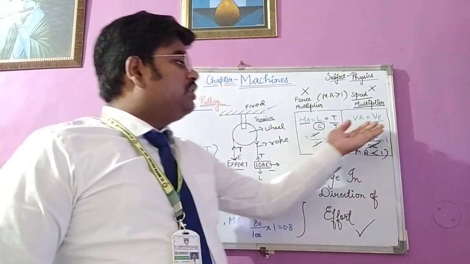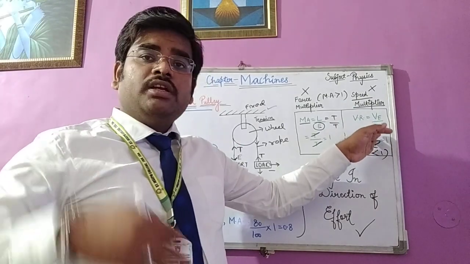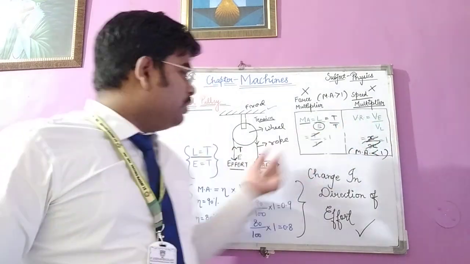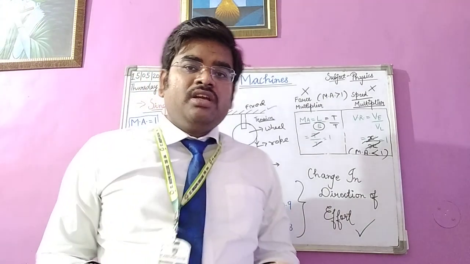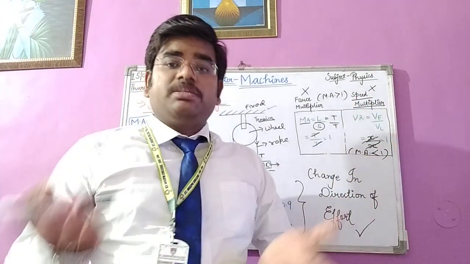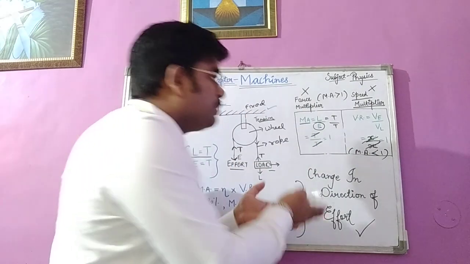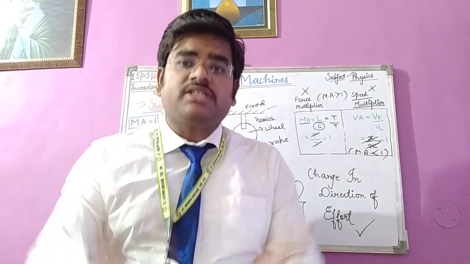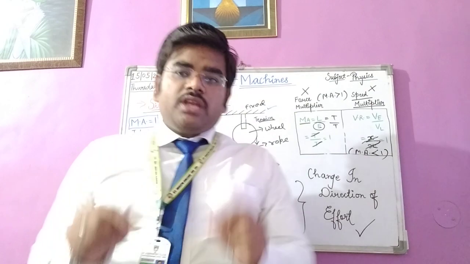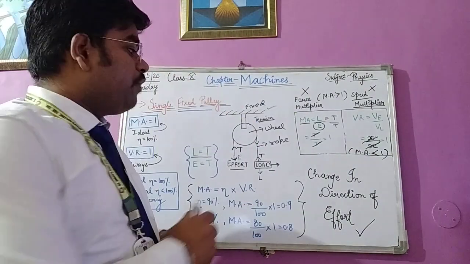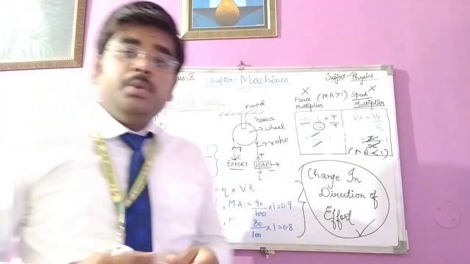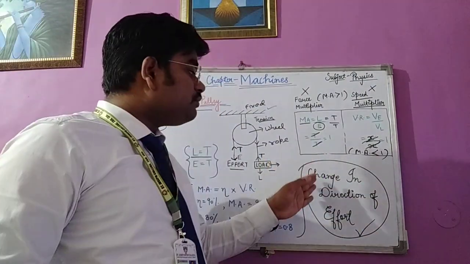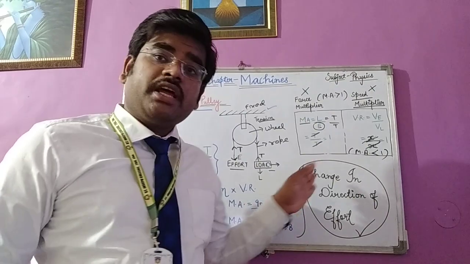If the displacement moved by the load and the effort both will be the same, so what will be the need of the machine? This is not the case of the speed multiplier. This is not the case of a force multiplier. So why are we using a single fixed pulley, class? We are using a single fixed pulley for changing the direction of the effort.